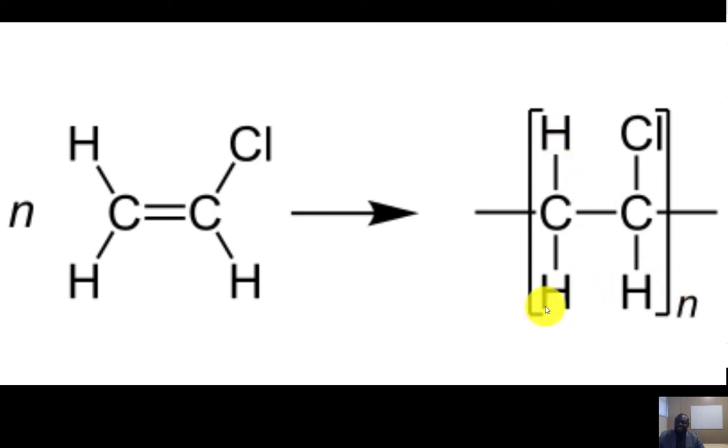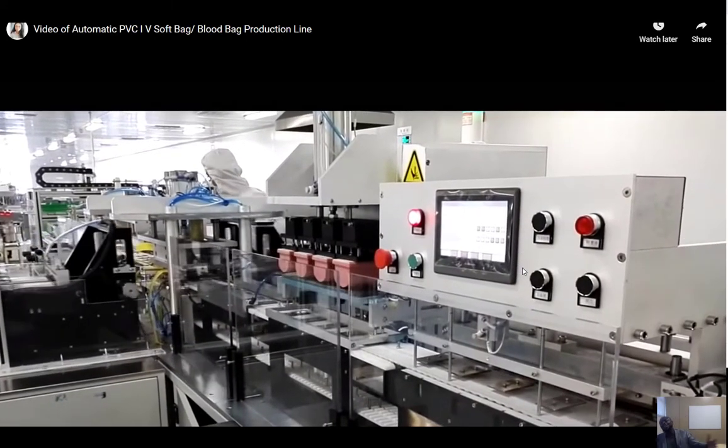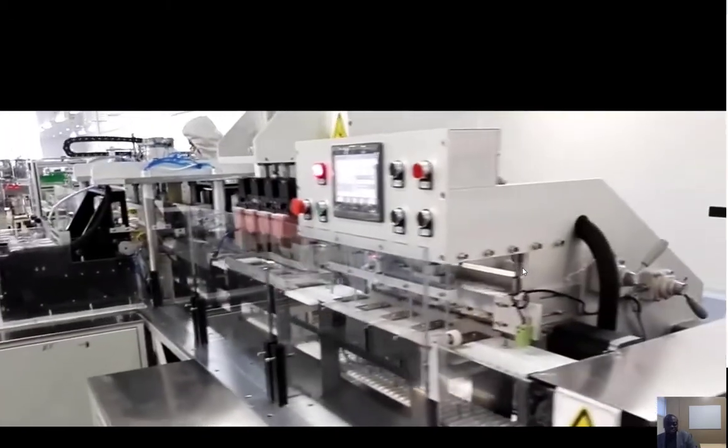Polyvinyl chloride. It's just made from vinyl chloride. This is a vinyl group. When you see this C double bond C with H, that's a vinyl group. So that's what forms polyvinyl chloride. And it's used extensively for IV bag production.